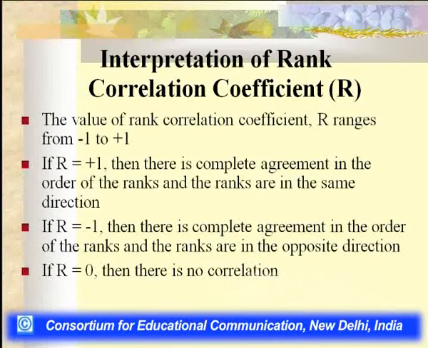Now we are coming on to the interpretation part of the rank correlation coefficient, that is R, capital R. The value of rank correlation R ranges from -1 to +1. If R is equal to +1, then there is a complete agreement in the order of ranks and the ranks are in the same direction.